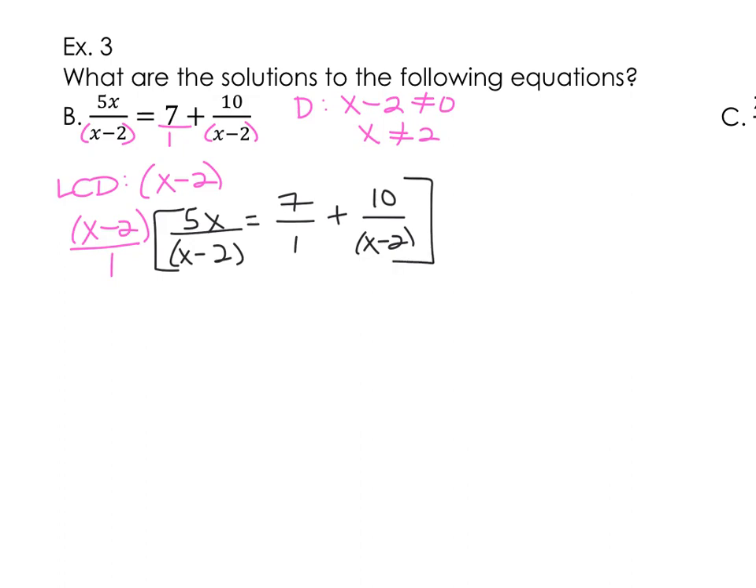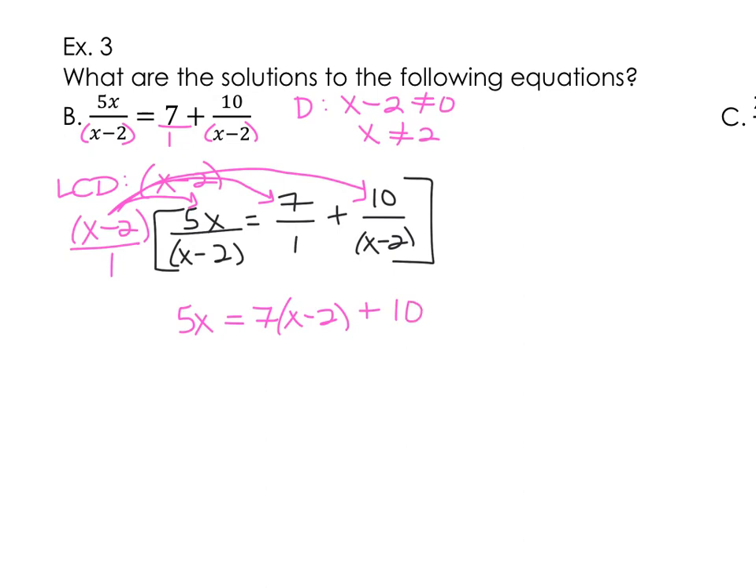If we distribute that into the first term on the left-hand side, the x minus 2's would just eliminate right away, and we'd have 5x. If we distribute it into that first fraction on the right-hand side, nothing cancels out. That means we have to multiply 7 times x minus 2. And then if we distribute it to that second term, the x minus 2 on top would eliminate with the x minus 2 on the bottom, leaving us with just 10. And there isn't even a quadratic to worry about here.